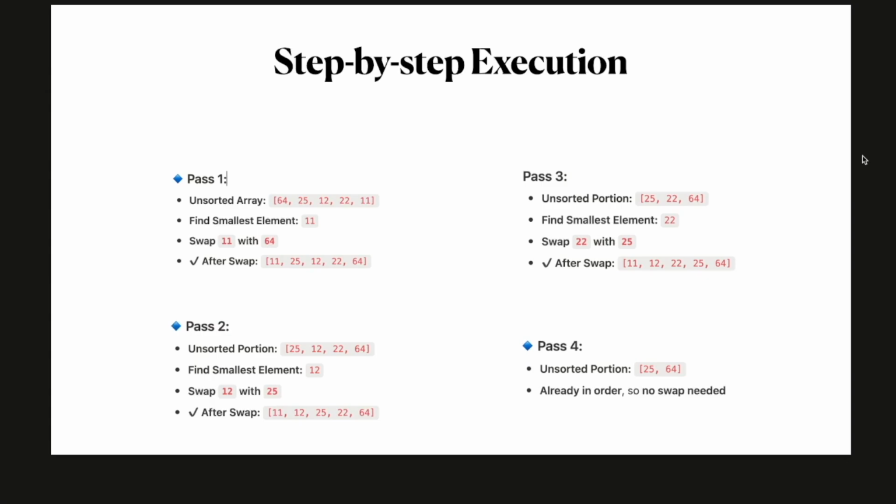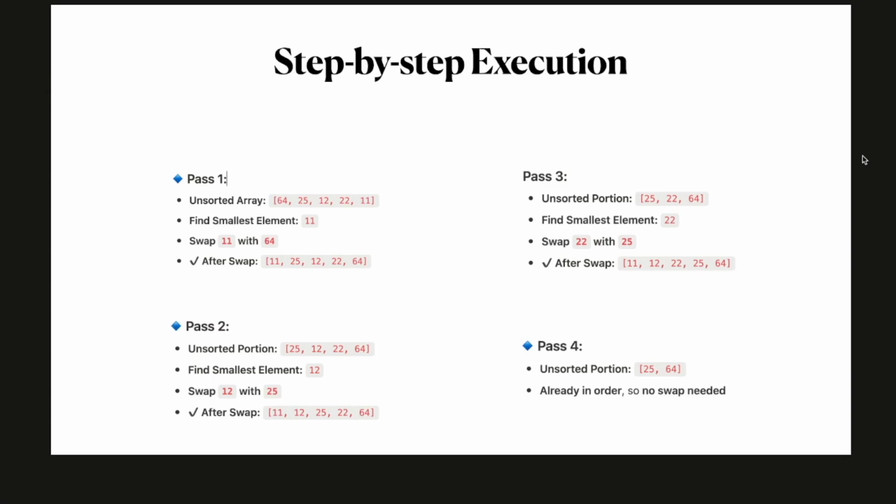By looking at the example, we can say that 11 is the smallest element and swap it with the first unsorted element. Here the first unsorted element is 64. So by the end of this pass, we can see that 11 is at the right position. When it comes to the second pass, the unsorted array is of size 4. By observing it, we can easily say that 12 is the smallest element and the first unsorted element is 25. So swap 12 and 25.